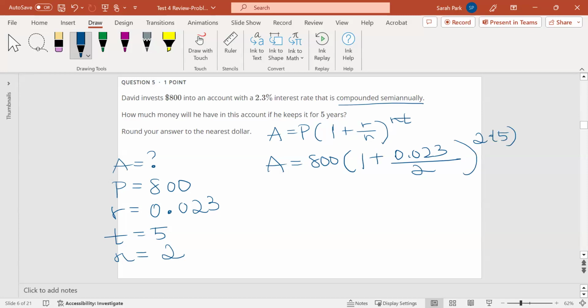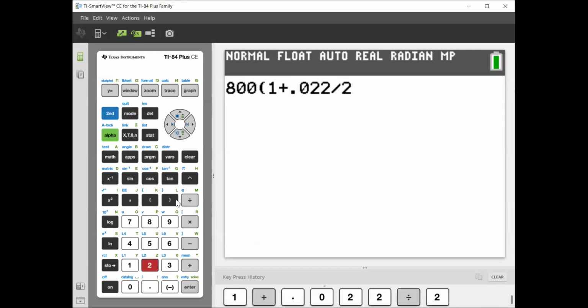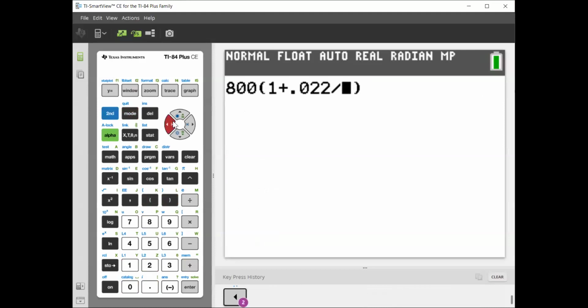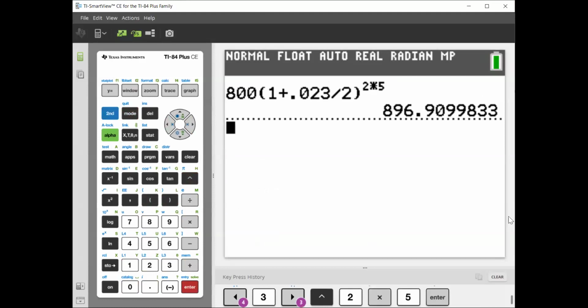So we're going to plug this into the calculator. Let me switch my... Okay, so here's my graphing calculator, and you can use a scientific calculator. It'll work there too. 800, we have 1 plus 0.023 over 2. And oops, that should be a 3. Just be careful that you're typing it correctly. Raised to 2 times 5. And we get 896.91 dollars.